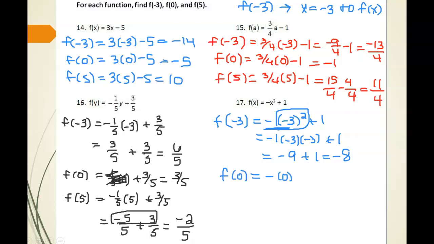F of 0, well, 0 squared is still 0. 0 times negative 1 is 0. Plus 1 gives a positive 1. And again, you don't have to write the positive in front of the 1. It's just a 1. F of 5, it's negative 5 squared plus 1. So that's really negative 25 plus 1, which is a negative 24. If you're typing that in on your calculators, that 5 has to go in parentheses.